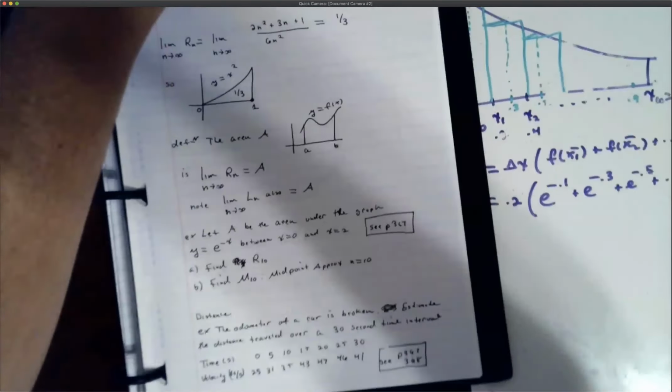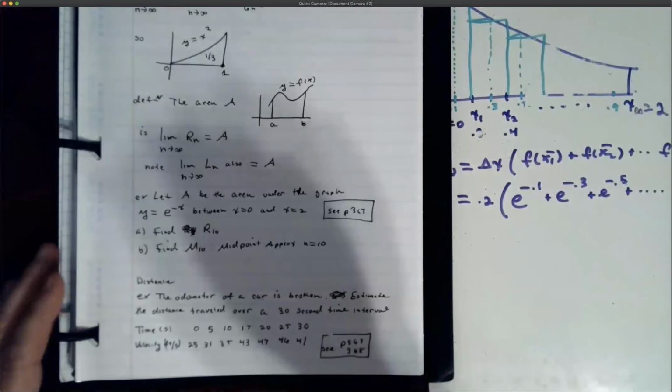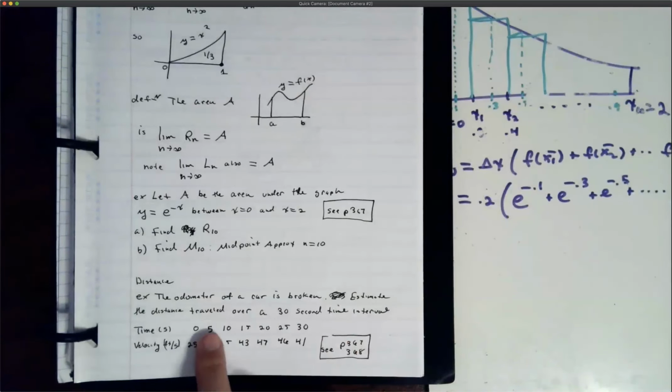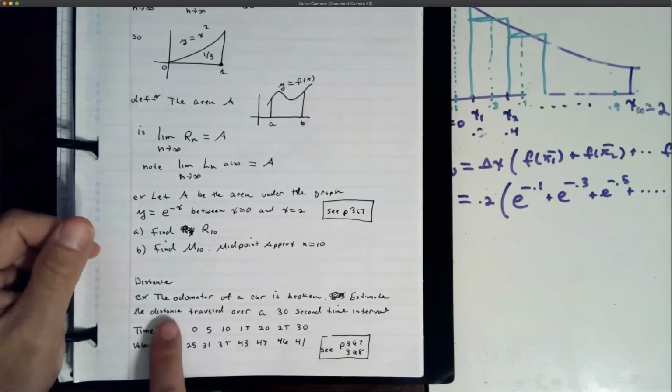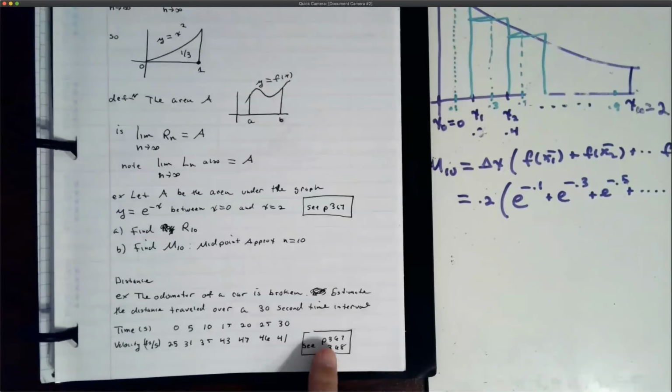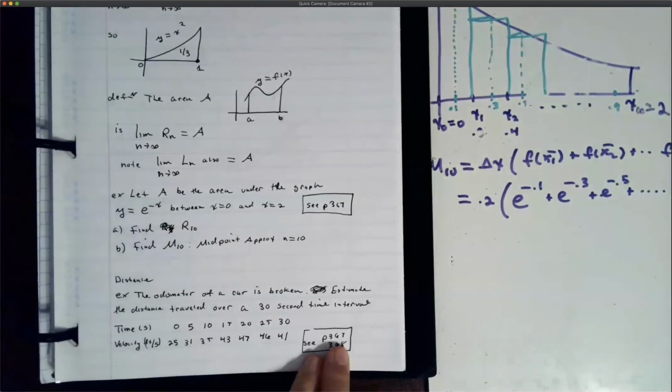The odometer of a car is broken. In order to estimate the distance traveled over a 30-second time interval, we take the time every 5 seconds and we measure the velocity at that time. At time equals 0, we're going 25 feet per second. At time equals 5, we're going 31 feet per second. Now, using the velocity data, let's see if we can estimate the distance traveled over a 30-second time interval. Let's take a look at the textbook, page 367, 368.